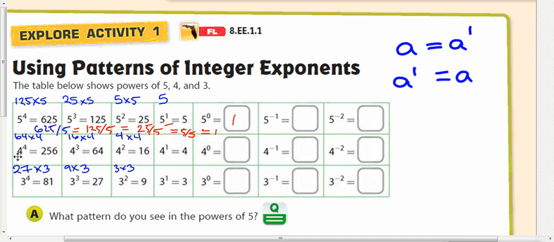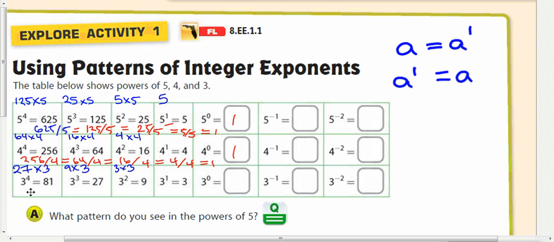Well, let's see. 4 to the fourth is 256. And this time we're dividing by 4, because 4 is the base. It does give you 64. If you continue to divide by the base to go from 4 to the third to 4 to the second, 64 divided by 4 is 16. And if I take 16 and divide by the base again to go from 4 to the second to 4 to the first, 16 divided by 4 is 4. And if I go from 4 to the first to 4 to the 0, and I divide by 4 again, 4 divided by 4 is 1. So again, 4 to the 0 is 1.